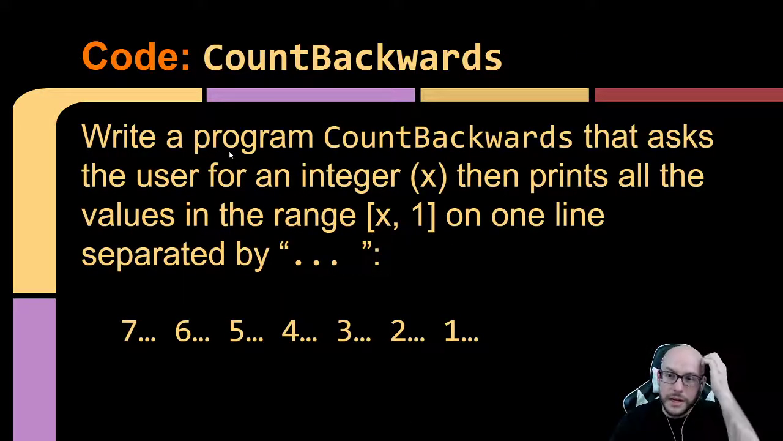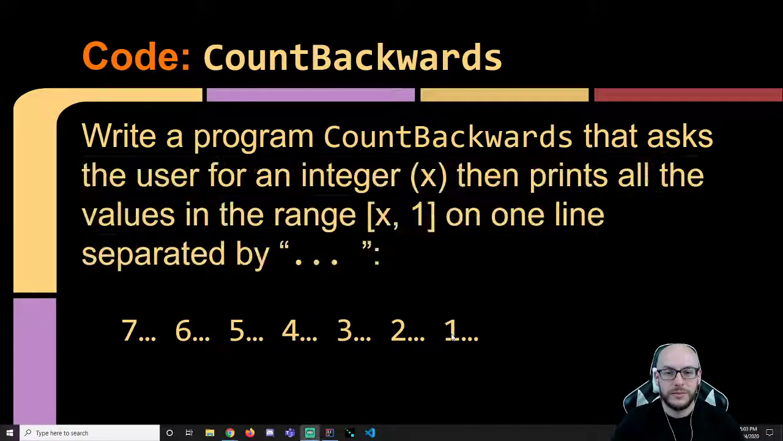We're going to write a program, CountBackwards, that asks the user for an integer x, and then prints all the values in the range x to 1 on one line, separated by a space, right? So an example of this is if the user entered 7, we're going to do 7, 6, 5, and we're going to count down. It's a countdown, count backwards, something like that.